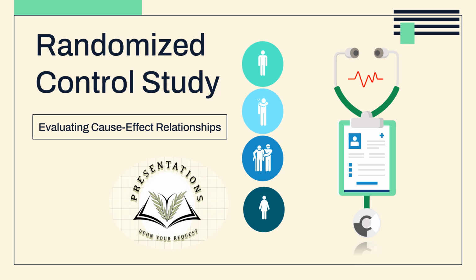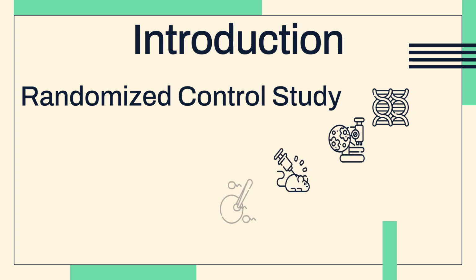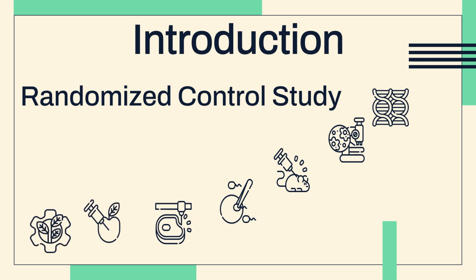Today our lecture is about randomized control study. Evaluating cause-effect relationships. Introduction. Randomized control study. A randomized control study is a scientific research design that is used to evaluate cause-effect relationships between independent and dependent variables. It is considered the gold standard in research methodology due to its ability to establish causal relationships.